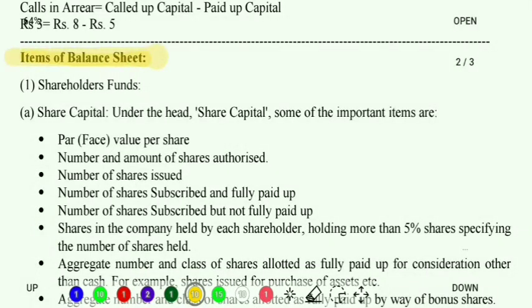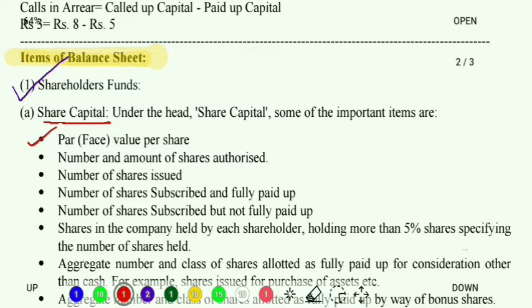Now in the balance sheet, the first heading that we have is shareholders' fund. Under shareholders' fund, we have three subheadings, the first one being share capital. So under share capital, some of the important items are, point number 1, par value per share. Par value means the face value per share, like rupees 100, rupees 10, rupees 20, whatever be the par value of the share, that is mentioned under the share capital. Clear? Next one, number and amount of shares authorized.